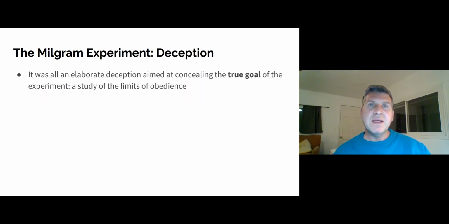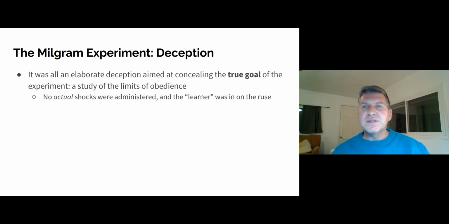So the deception part was that it really was just checking to see whether people would obey the rules. The design had participants administering electric shocks to other people, and the test was to see whether participants would actually follow these rules. No real shocks were given, and the learner was just a ruse. In other words, they were part of the experiment, and not somebody who was actually getting shocked.